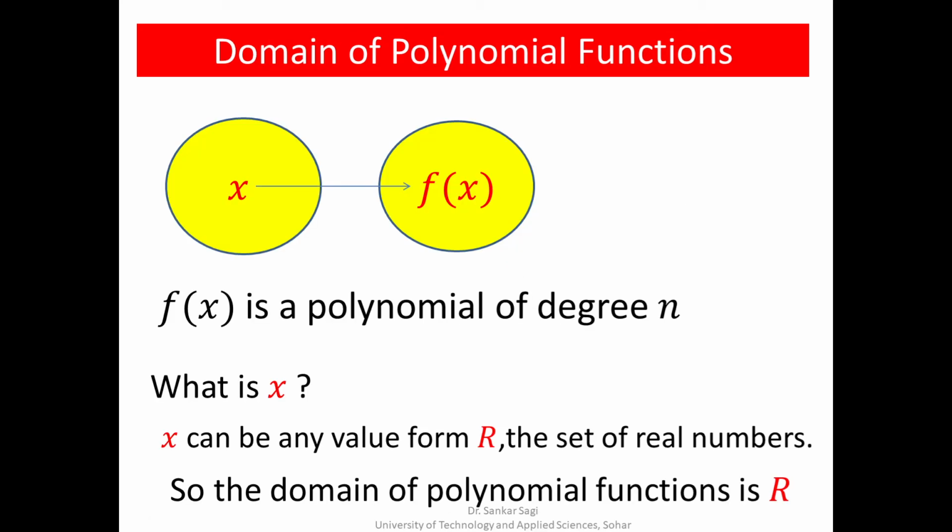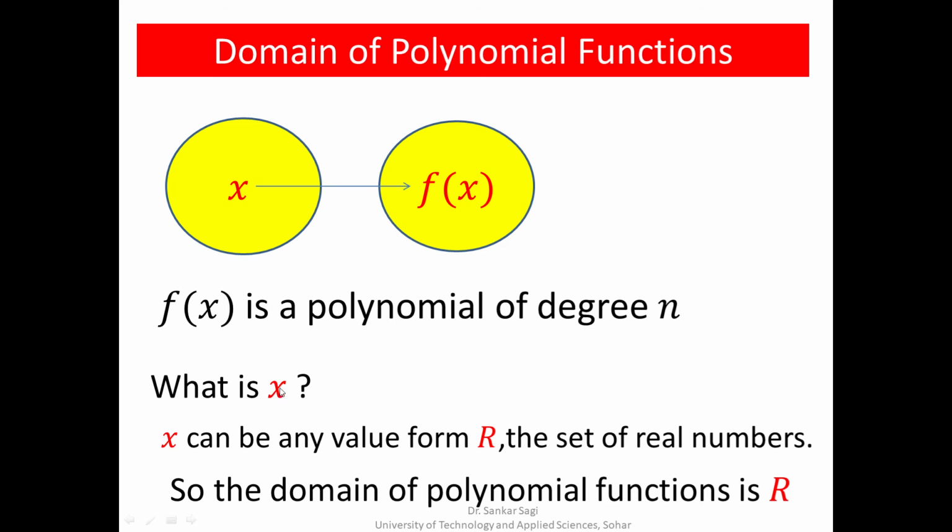Now, what is the domain of polynomial functions? Domain, as I said before, is nothing but the values represented by x. So what type of values can x take for a polynomial function? If f(x) is a polynomial of degree n, then what is x? That means what type of values you can take for x.